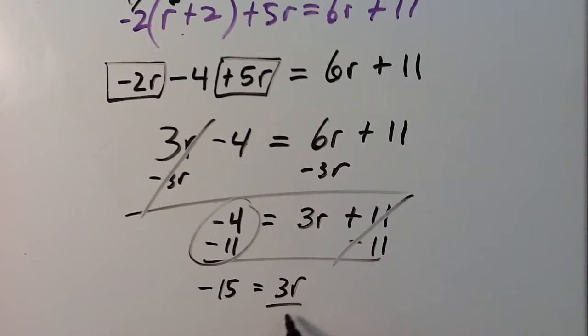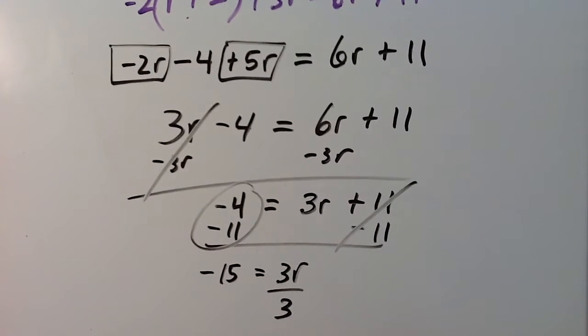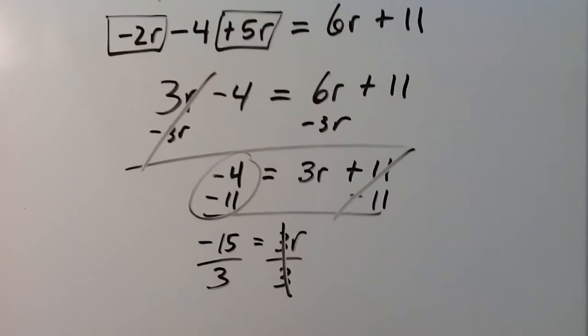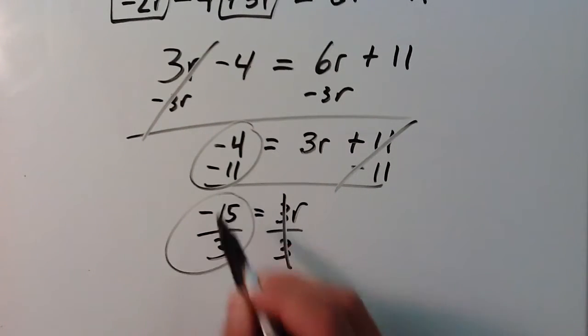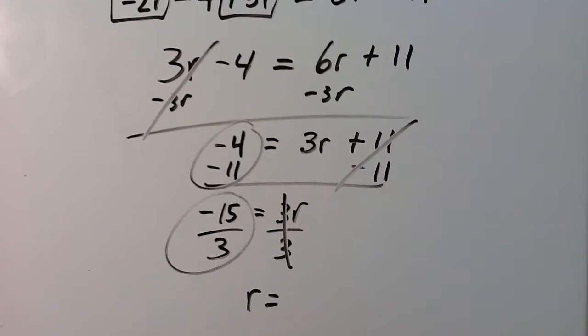Solve for r by dividing by the number in front of the letter, the number in front of the variable, which is called the coefficient. In this case, that is the number 3. So I'm going to divide the right side by 3 and the left side by 3. Those 3's simplify to 1 times r, which is r. And so r is equal to these numbers right here that have different signs that are being divided.